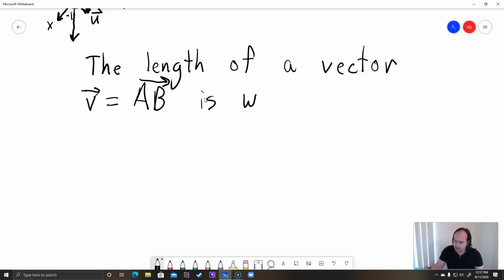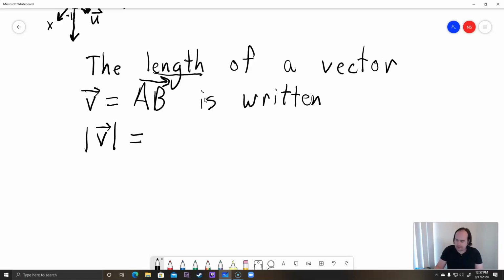It's written, actually, most books write it as what looks like an absolute value. So it looks like absolute value because it has the vertical bars on either side. This length you can actually find using the distance formula.